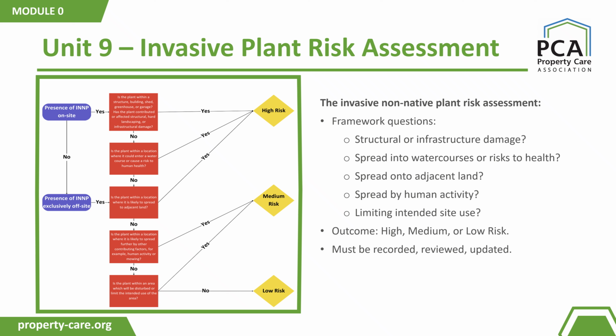Could it spread due to other factors, such as human activity, mowing or soil disturbance? If yes, then it's a medium risk. If not, then we ask some final questions. Does the infestation limit the intended use of the site or present a disturbance risk? If not, it falls into the low risk category. These categories guide management priorities, and the code makes clear that risk assessments must be recorded, reviewed, and updated. They are working documents, not just paperwork.